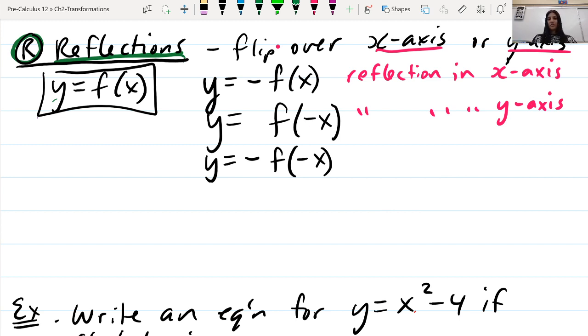And if you do need extra help, not to worry, in the tutorials you are welcome to ask me and I can help you with it. So, on to the last one. This is going to affect the y values, and this is going to affect the x values. So this is actually a reflection in both axes.